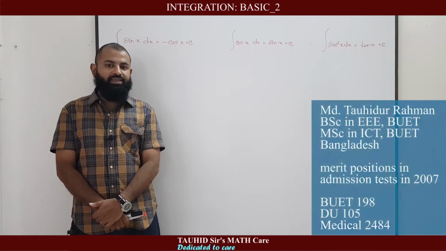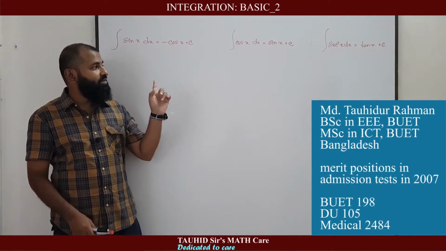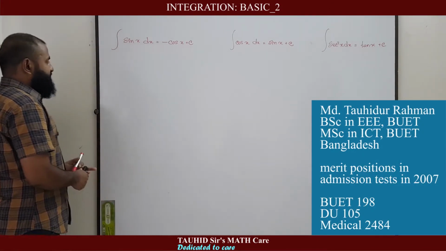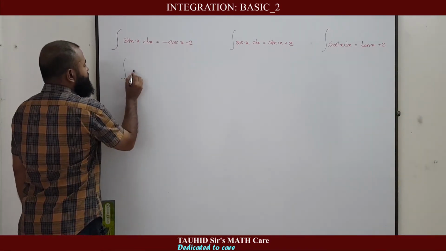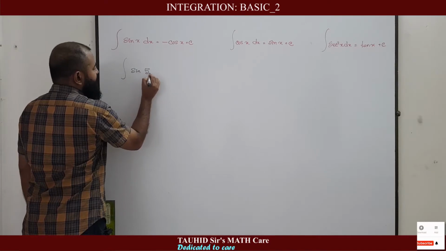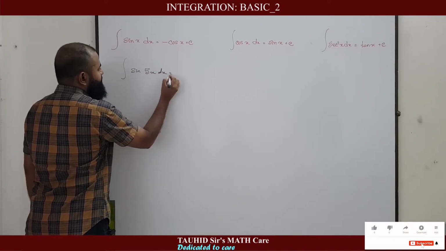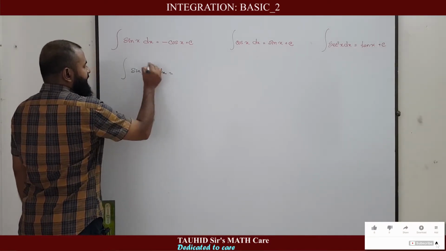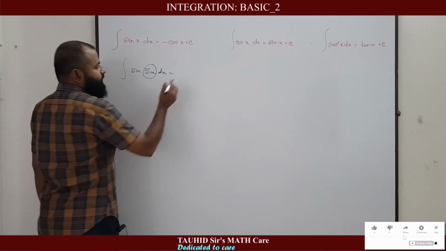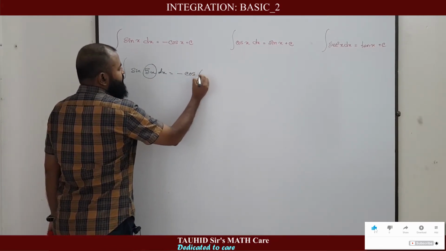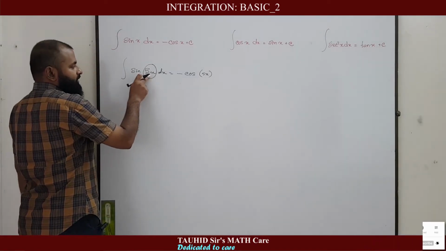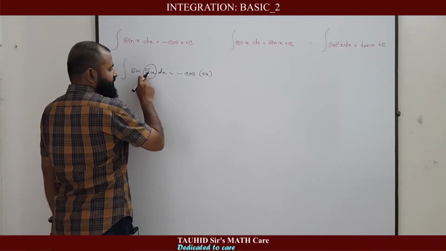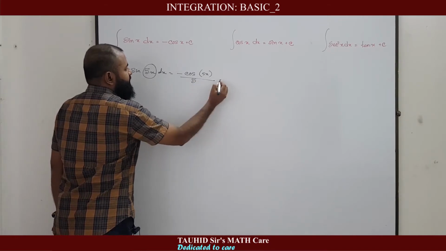Now we will see some examples from these formulae. You know that integration of sin x dx equals minus cos x plus c. Integration of sin 5x dx: it means we will assume this to be x, so minus cos 5x, and we will write the coefficient of x, that means 5, in the denominator, plus c.